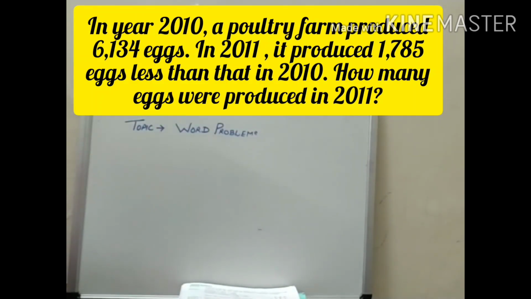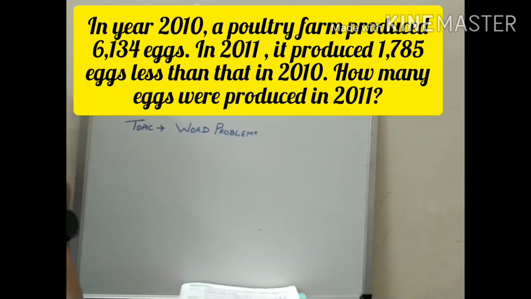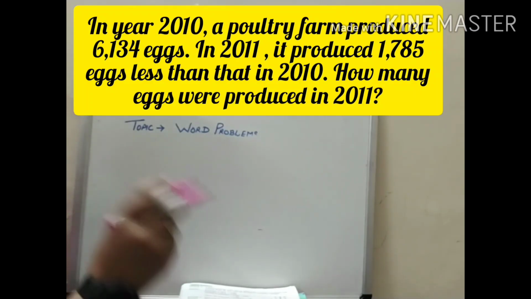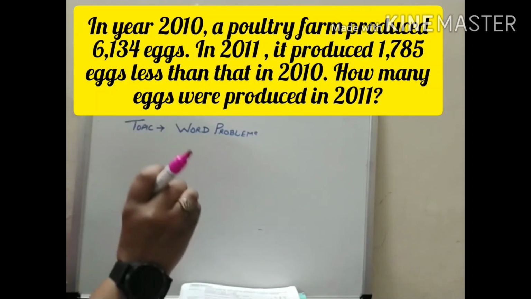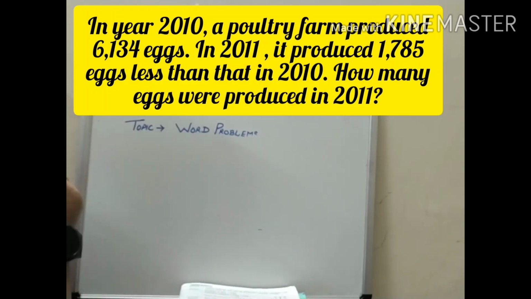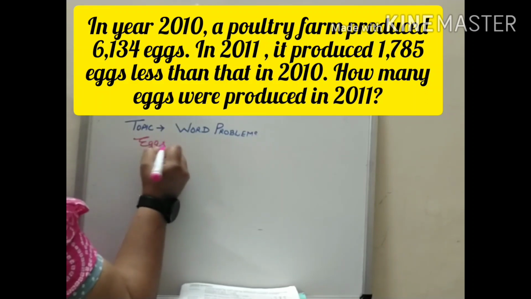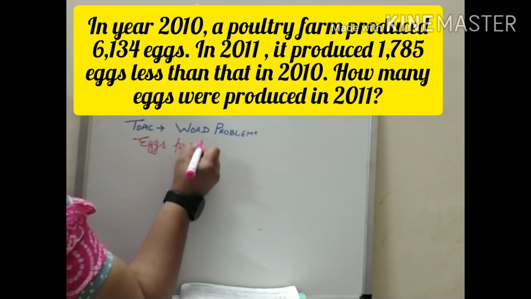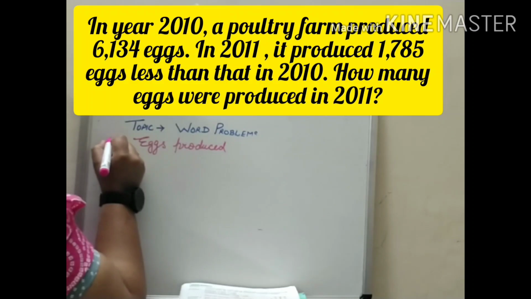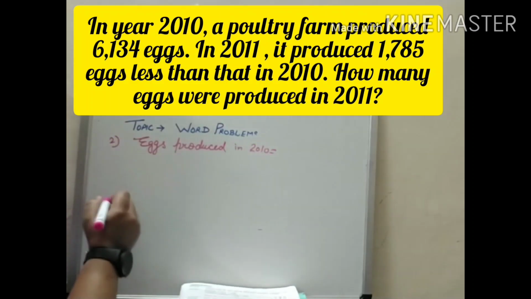First of all, children, we will think whether this is the question of plus or minus. How will you think? I told you that you have to think. You can take small numbers. That is, how will we write the statement? How many eggs were produced? So we can write the statement, eggs produced in 2010. Okay, eggs produced in 2010. That is, how many they have given?